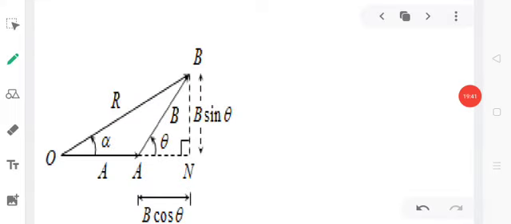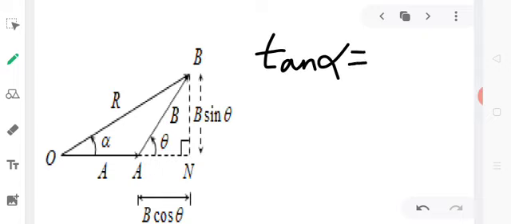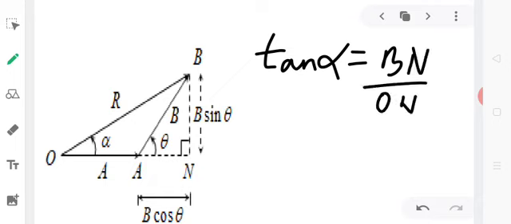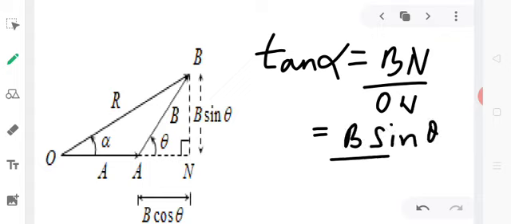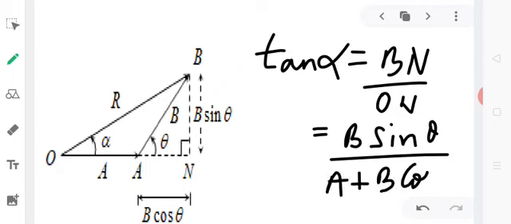So now we get tan of alpha. Tan alpha is perpendicular by base, so that will be BN divided by ON. So that will be equal to B sin theta divided by A plus B cos of theta. So tan alpha gives the direction of the resultant vector R.